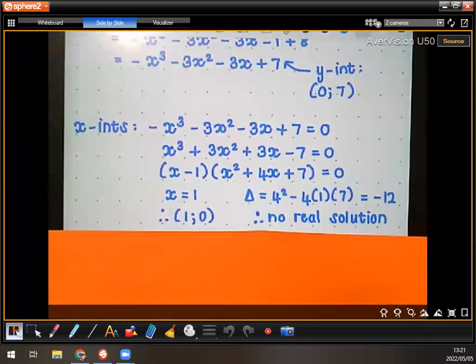Have you been able to find the x-intercept? Okay, so the y-intercept, I think we all find it being 7, right? Okay, that's a point. There, that is what happens when you try to calculate the x-intercept.